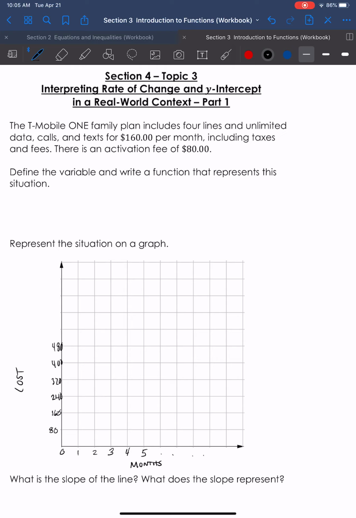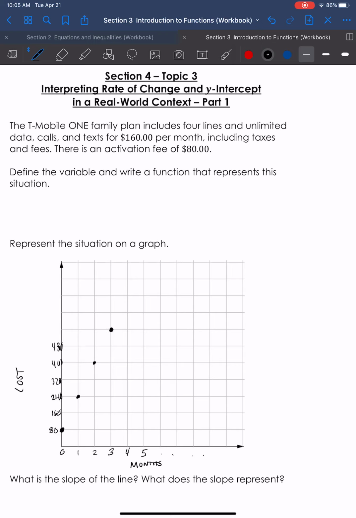So an activation fee. You pay the activation fee at the store before even the first month. So that takes place at month 0. At the end of the first month, you have to pay the bill. So that's $160. And you only pay the activation fee one time. So at the end of the second month, you'll pay another $160. And so forth.